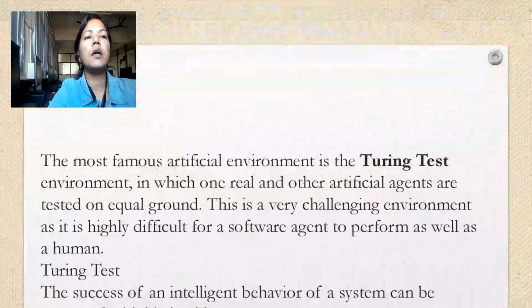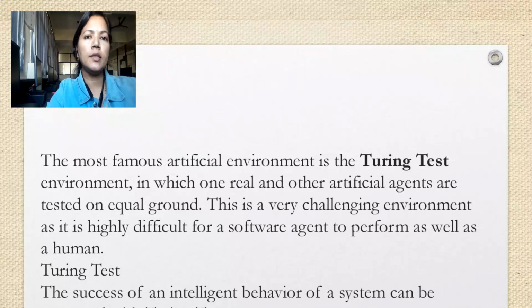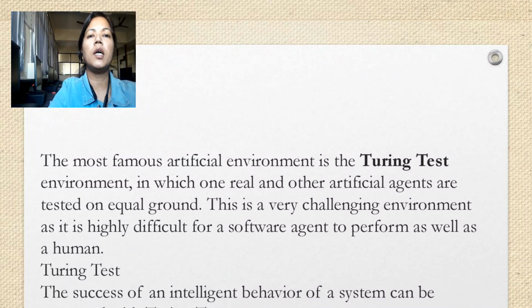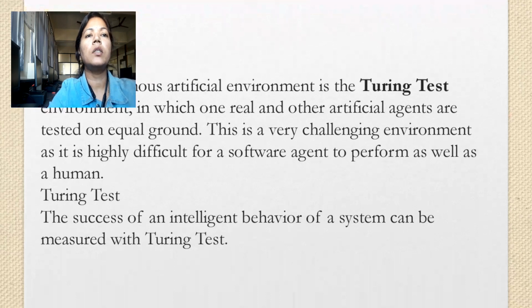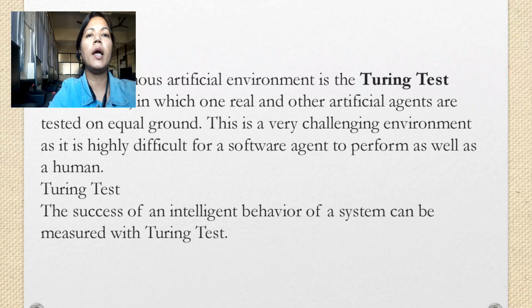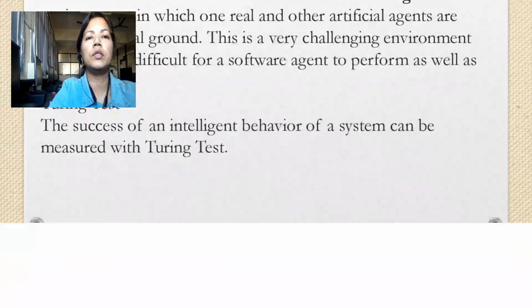The most famous artificial environment is the Turing test environment, in which one real and other artificial agents are tested on an equal ground. This is a very challenging environment as it is highly difficult for a software agent to perform as well as a human. Turing test. What is Turing test? The success of an intelligent behavior of a system can be measured with the Turing test.